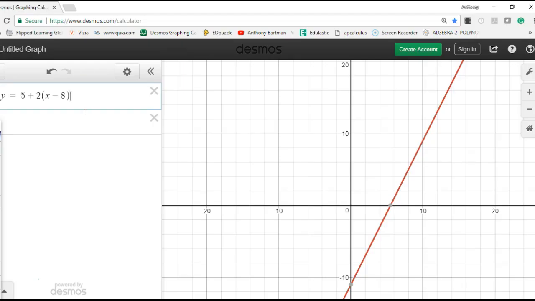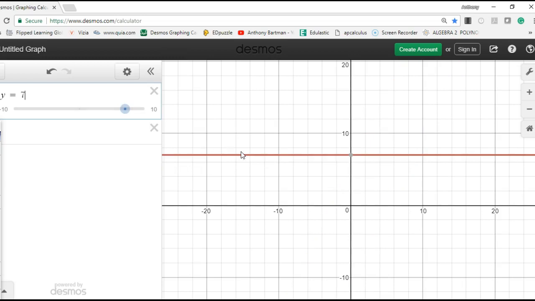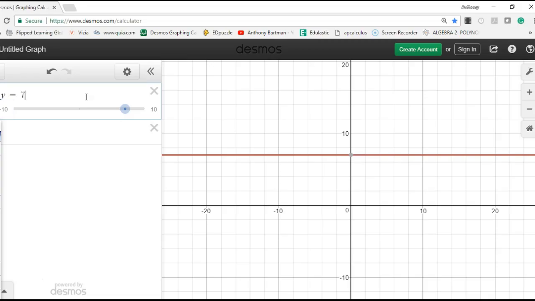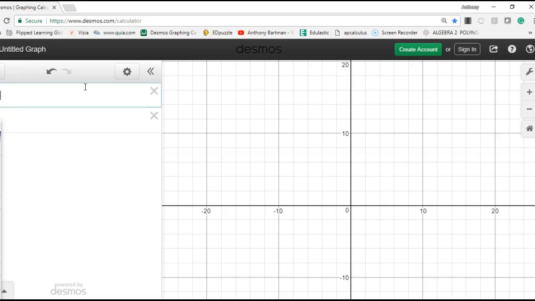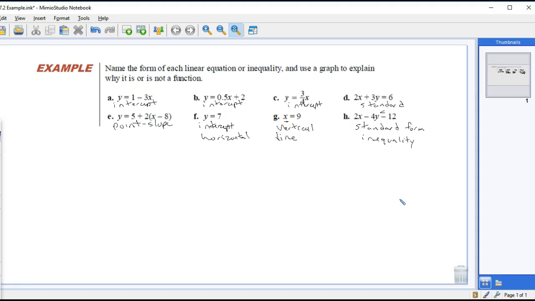Okay, y equals 7 is our next one. That is a horizontal line, so it passes the vertical line test, so that is a function. X equals 9 is our next one. This one does not pass the vertical line test because it is a vertical line. So this one is not a function. Our first one that is not a function.